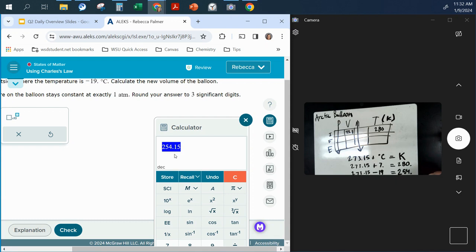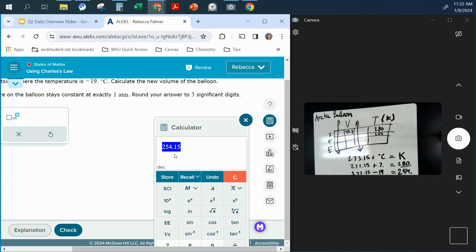Okay, that's something that's been confusing in past years to students. They can't figure out how many sig figs. They think it's 1. It's not 1. It's 3 because now it's in Kelvin. Now this has no decimals. It has 3 sig figs. Okay, great. 254 is our final temperature.